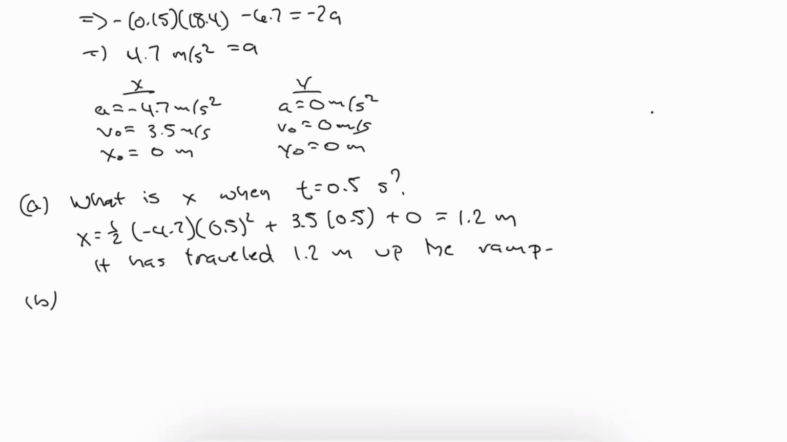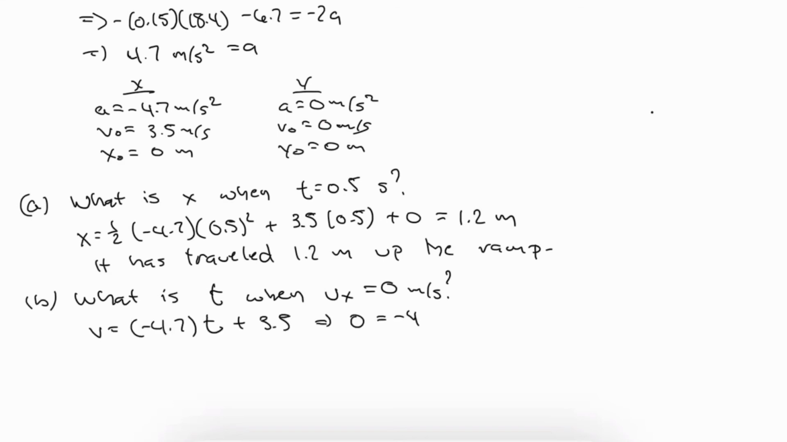In part B, we're trying to find the maximum height. And so this is our same question: when is the velocity 0? In this case, what we're really referring to is the x velocity. When has it stopped moving along the ramp? And so what is t when v sub x equals 0? We plug in our information, and this allows us to solve for the time.